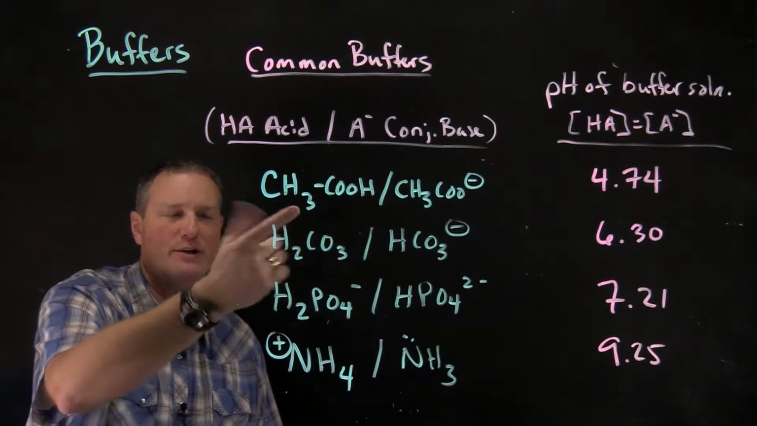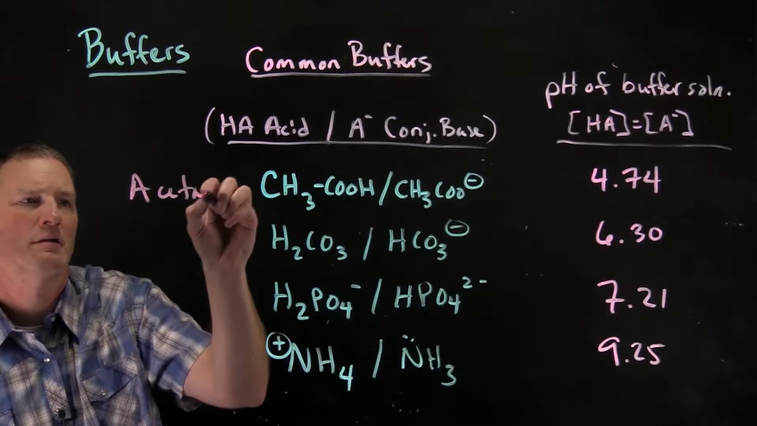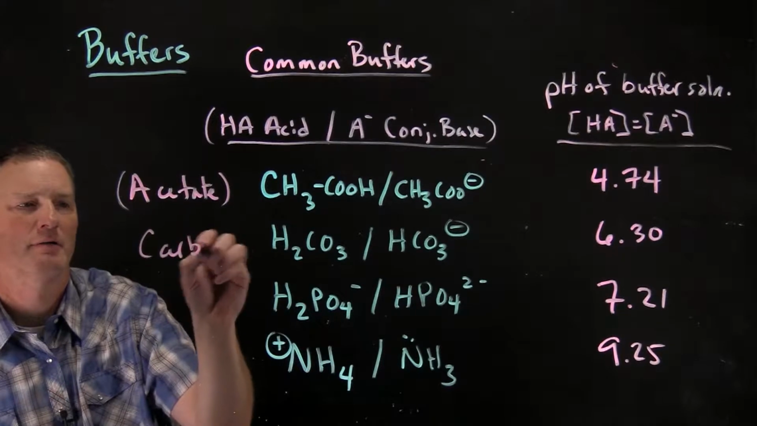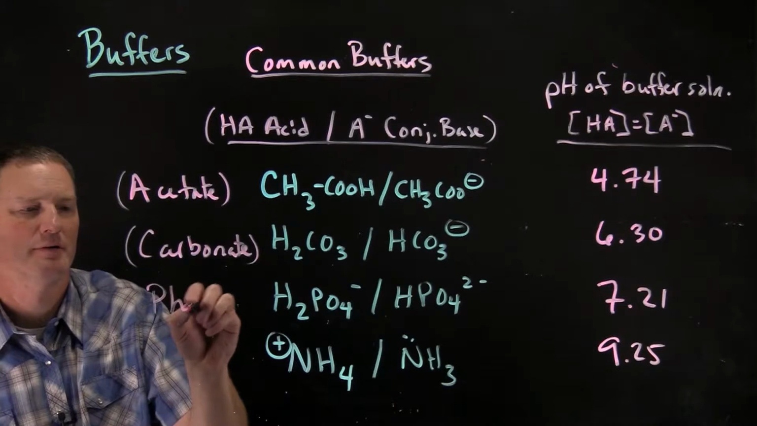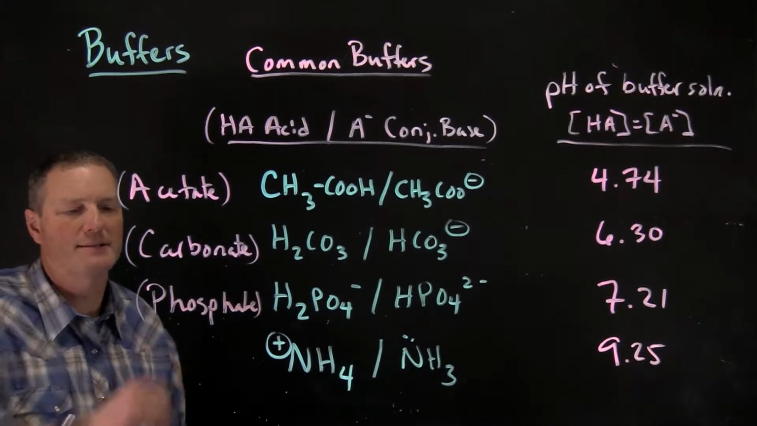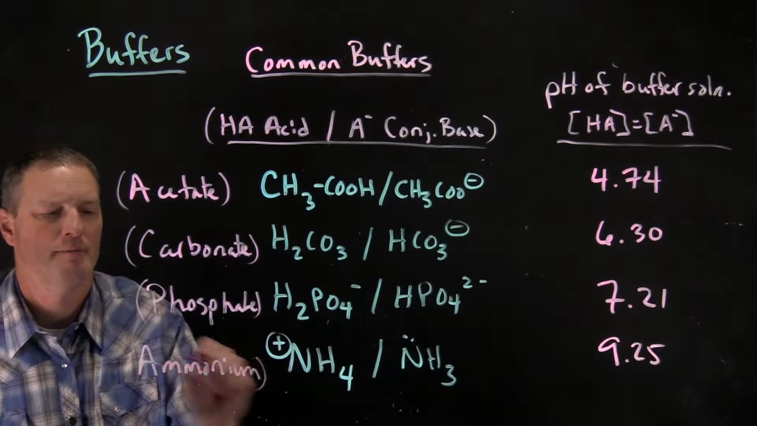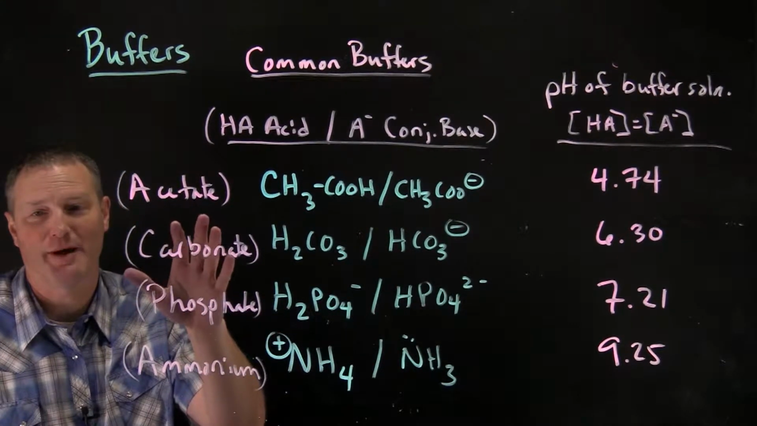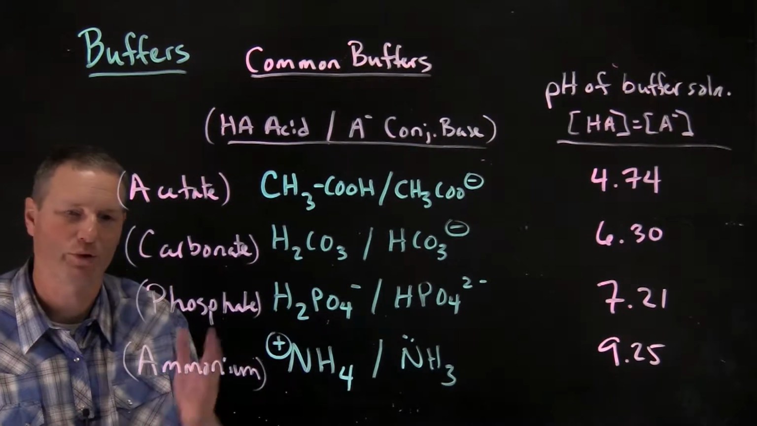Now, these acid-base pairs, these buffers, are more often than not referred to by one of the names of the components. So in this case, this is called the acetate buffer. This would be the carbonate buffer. This would be the phosphate buffer. And lastly, this would be the ammonium buffer. But in reality, when we talk about an acetate buffer, it's not just acetate that's there. It also has to be its conjugate acid. And that holds for all these.